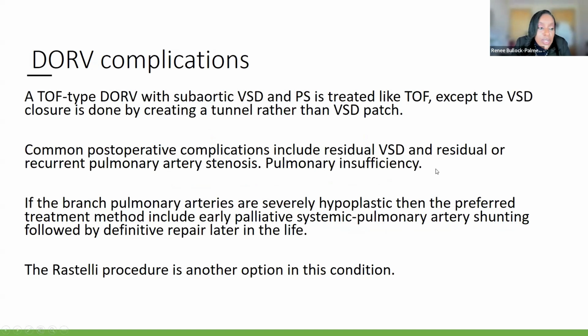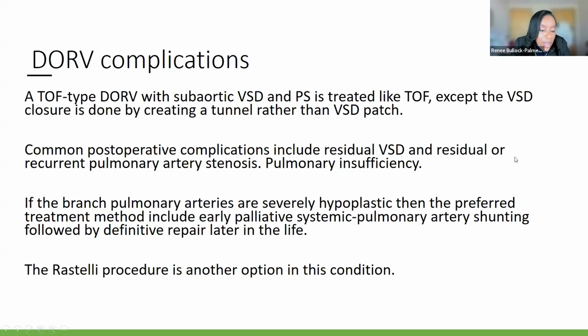Now, focusing on the tetralogy of Fallot type DORV, these patients tend to present almost like tetralogy of Fallot patients, where they may have pulmonary valve insufficiency. They will oftentimes, by the time they come to us as adults, have their VSD repaired. They can also have branch pulmonary artery stenosis. So oftentimes these patients are presenting similar to the tetralogy cases that I showed earlier.